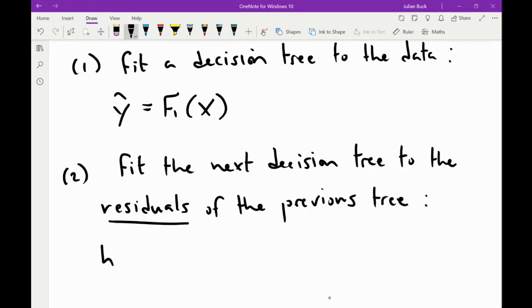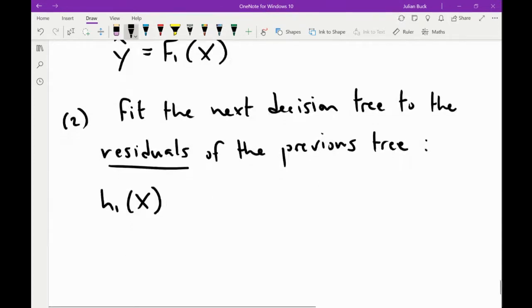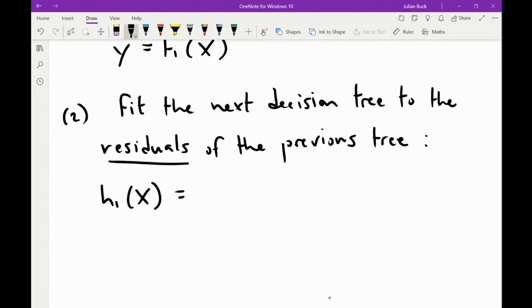So here I'll call this residual tree. There's no real particular meaning to the name. So h1 of x, what is it? It's y minus f1 of x. Notice I didn't write the hat, because the y here represents the actual values. So y minus y hat, those are the residuals. So we're taking that and fitting a model to it. So h1 of x is fit to the residuals of the previous tree.